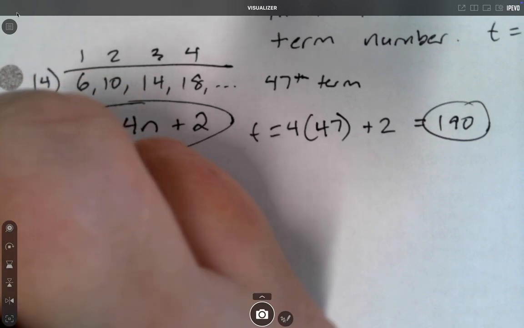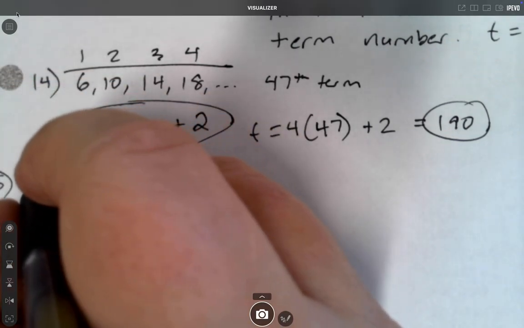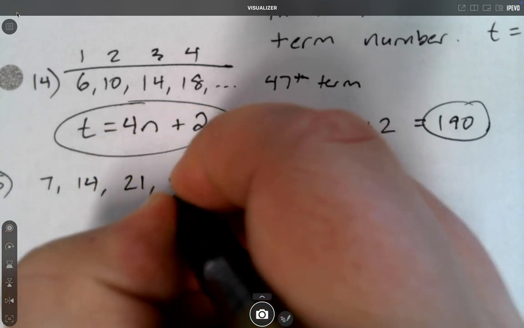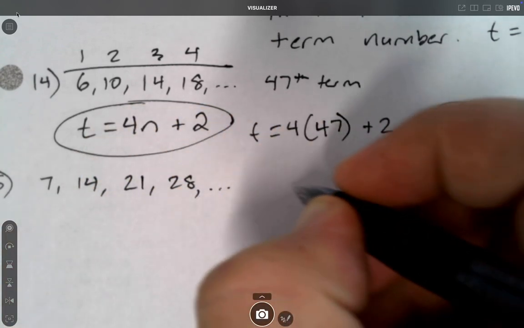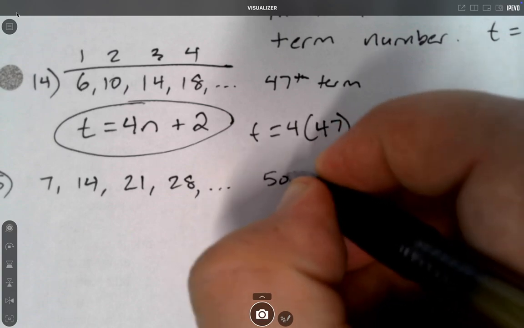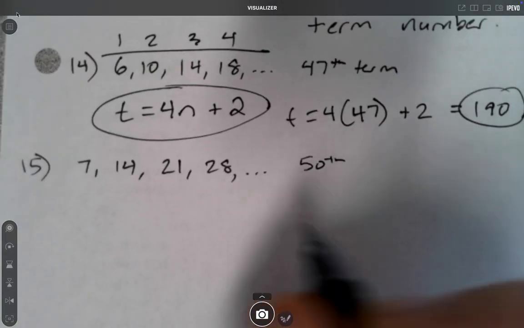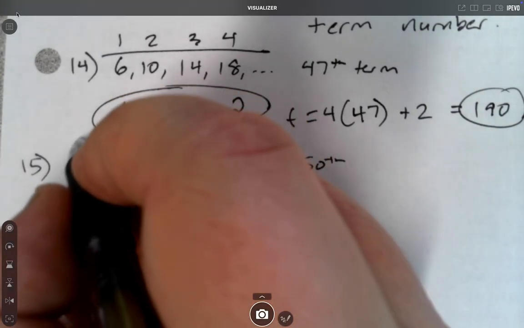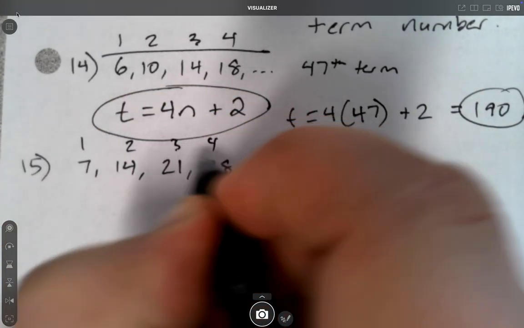Okay, 15, same overall instructions. This time it's 7, 14, 21, 28, and they want the 50th term. Okay, so the common difference this time is 7, where it's plus 7, plus 7, plus 7. First, second, third, fourth terms.